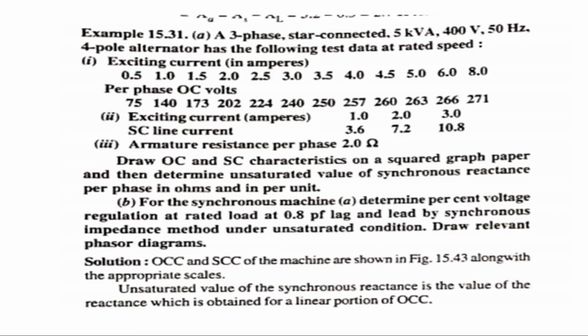The unsaturated value of synchronous reactance is the value of reactance obtained for the linear portion of the OCC. In this diagram you can see on the x-axis field current is taken and on the y-axis open circuit volts is taken to plot the OCC graph. Then short circuit current in amperes is taken and we are plotting the short circuit characteristics, from the values already given in the question.